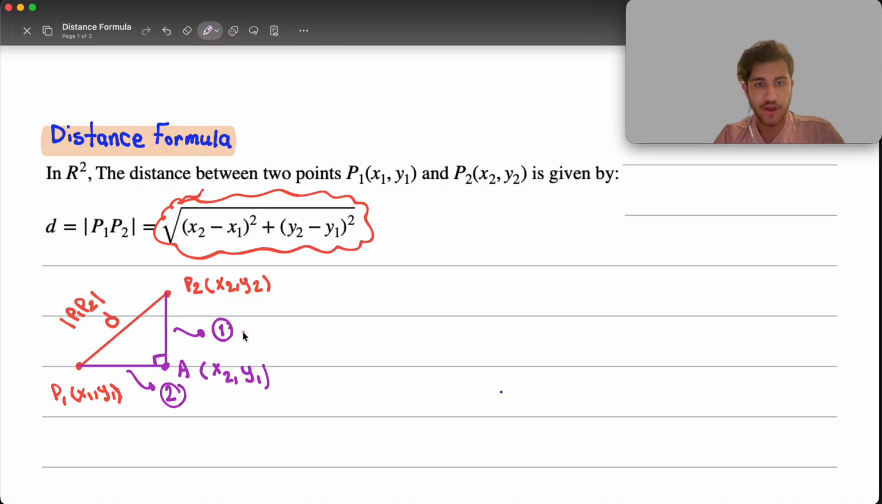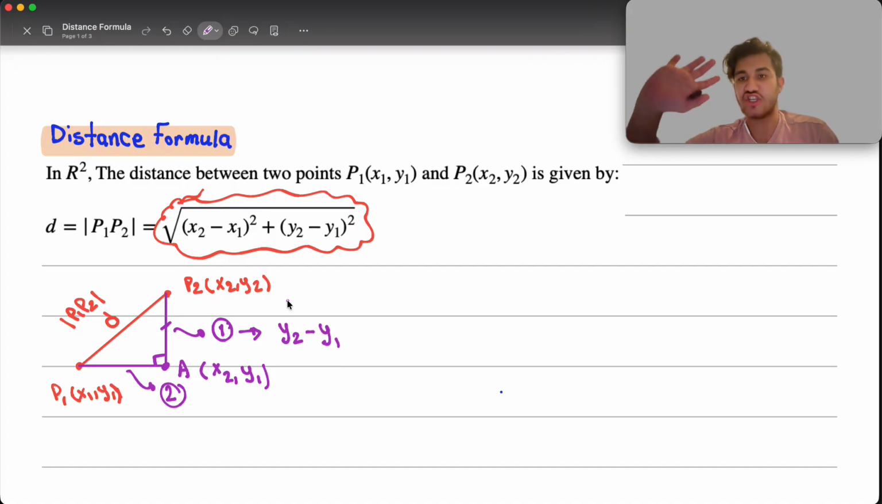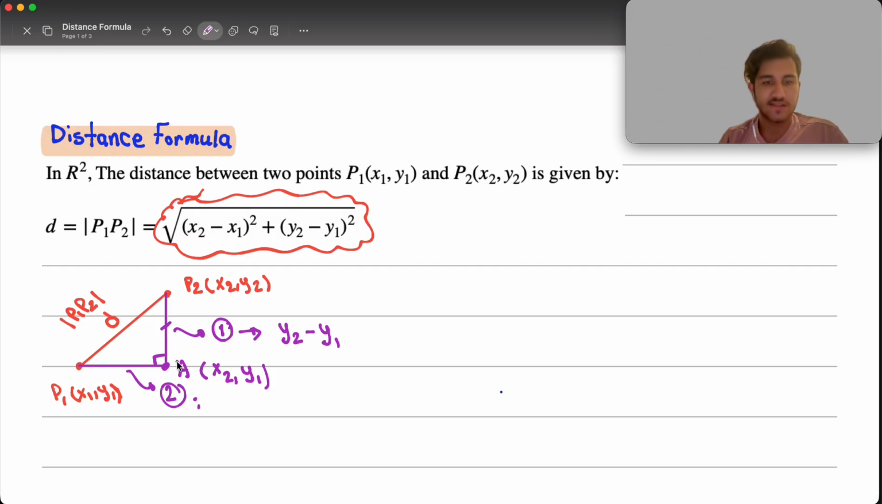That's why I'm going to say the first side, or this one right here, has a length of y2 minus y1, because the x component is fixed. The only change is in the y component. So that's why we just say it's y2 minus y1. And for the second side, its y value is fixed. We are just changing the x value. So there's a change in the x component. So we're going to say that the second side has a length of x2 minus x1.